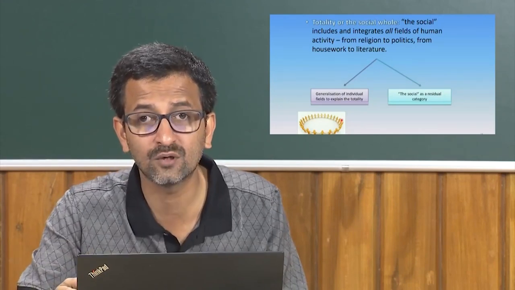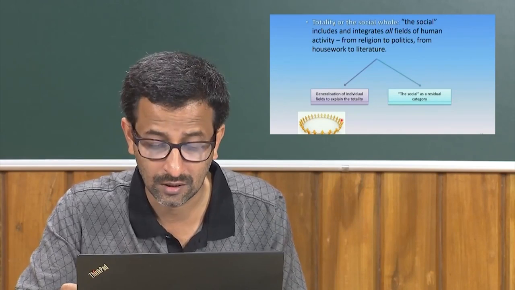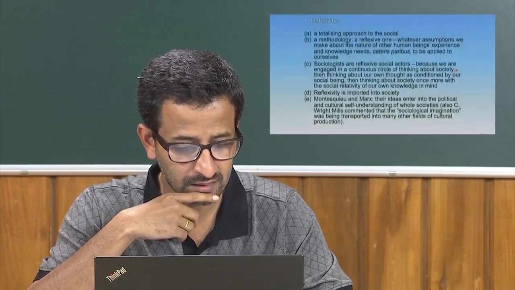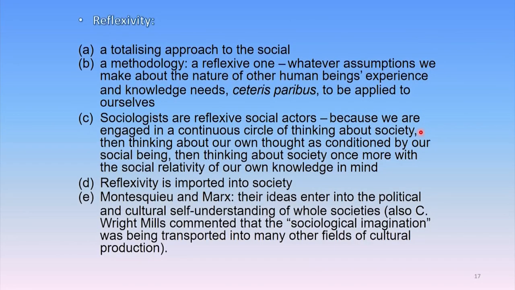And from here, from holism or totality, we are going to move on to reflexivity. Now, when we discuss reflexivity, the first element of such a paradigm is a totalizing approach to the social. When I say totalizing approach to the social, this implies, as I have suggested, a methodology which is a reflexive one in the modernist paradigm, in the critical modernist paradigm. This methodology is primarily a reflexive one.